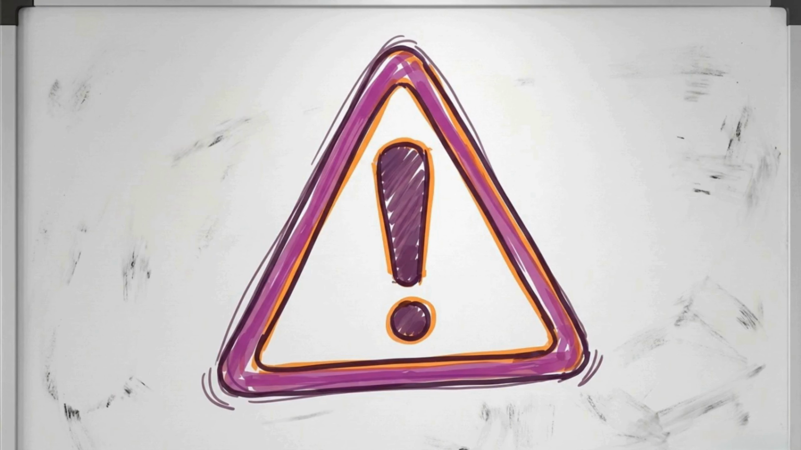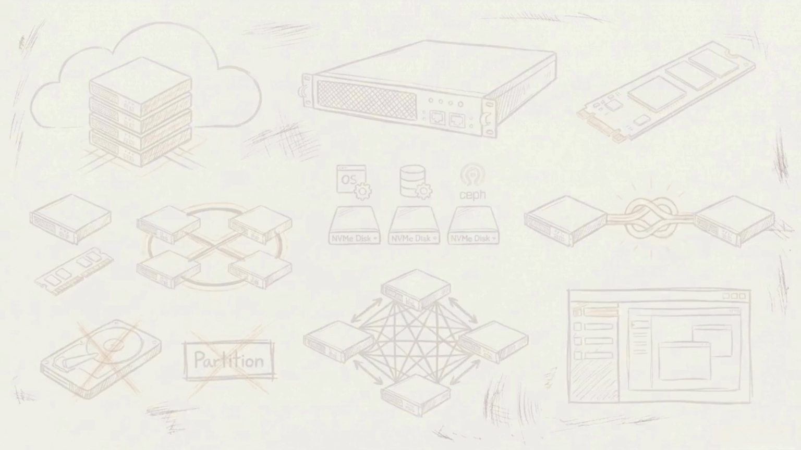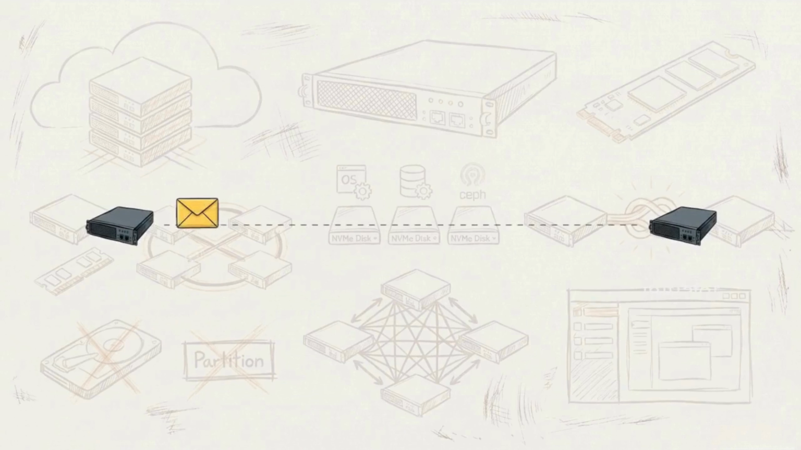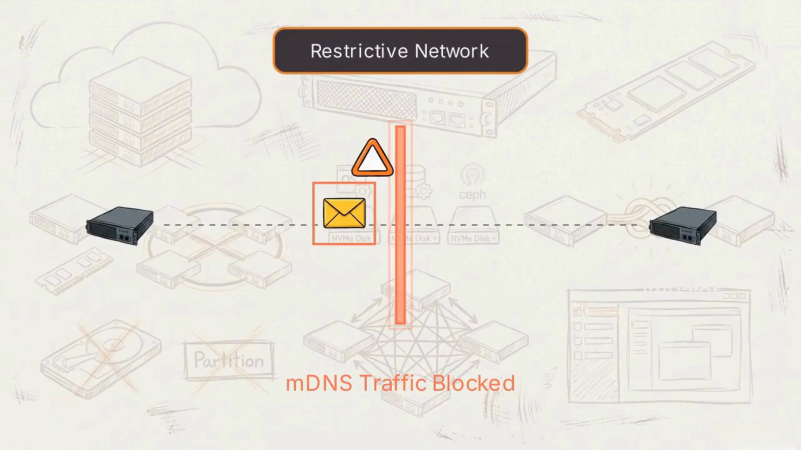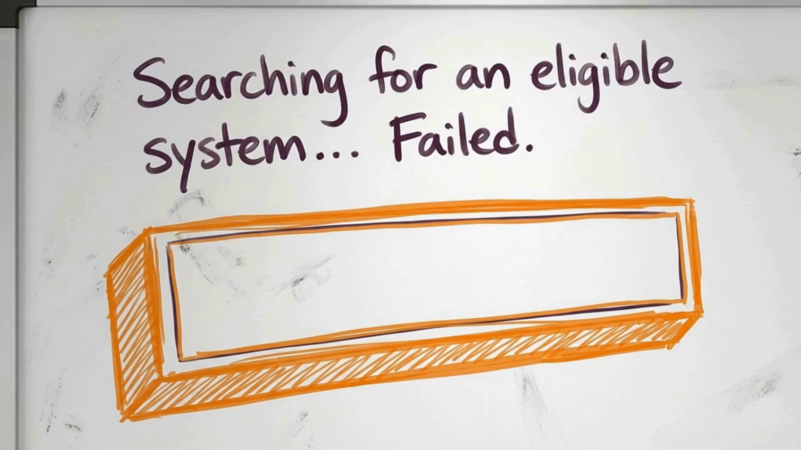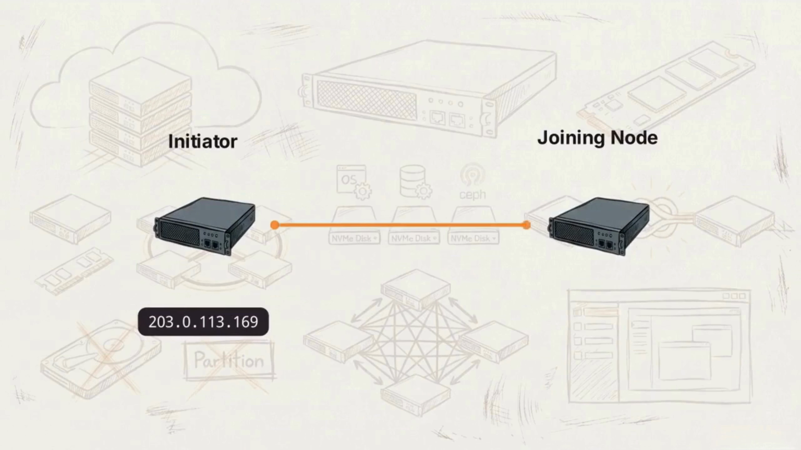There is one common failure point to keep in mind. MicroCloud uses mDNS, or multicast DNS, to automatically find the initiator node on your network. However, some restrictive cloud environments block this traffic. If the secondary nodes cannot find the initiator automatically, you can manually input the initiator's static IP address. This bypasses the discovery phase and allows the handshake to proceed.